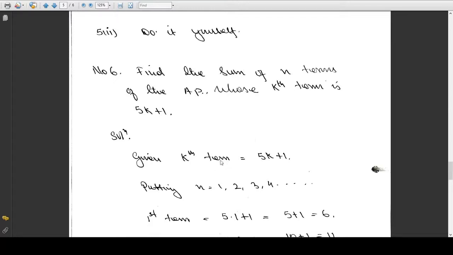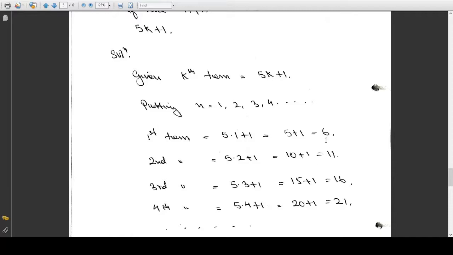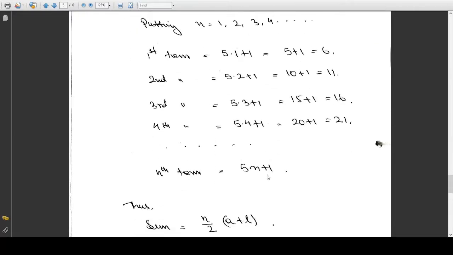Let us put the values k equals 1, 2, 3, 4. The first term you'll get is 5 times 1 plus 1, which is 6. Second term 11. Third term 16. This means the series is 6, 11 (6 plus 5), 16 (11 plus 5), 21 (16 plus 5), and so on. That is the progression: 6, 11, 16, 21. And the nth term will be 5 multiplied by n plus 1. This is the nth term.